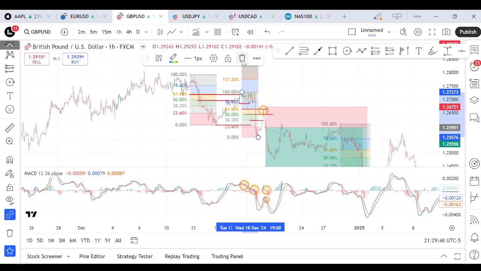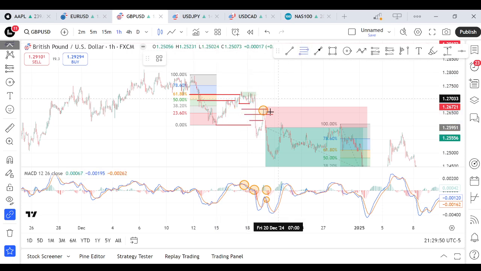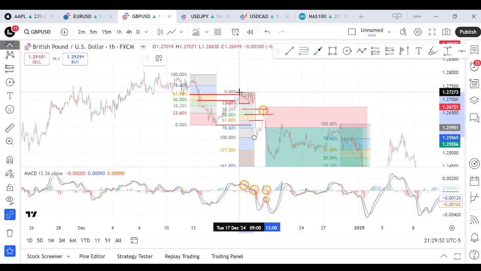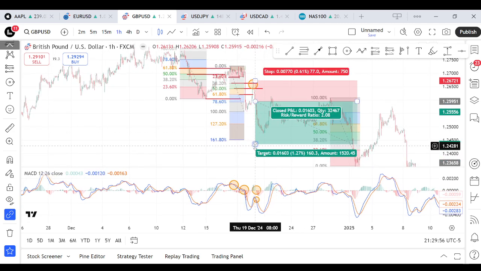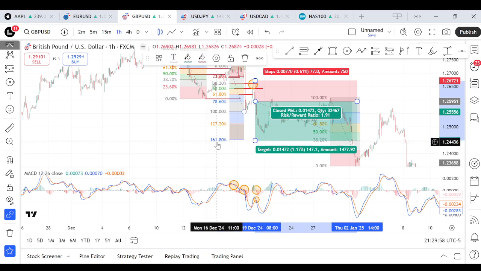If you want to take profit from here, you could just draw this the other way and you're gonna see the extensions. You can see where you can take profit, and you can take profit at the 161.8% level, just like this. So that's for your take profits. So this step-by-step approach helps you align technical precision with market momentum, creating well-structured trades that follow clear rules.